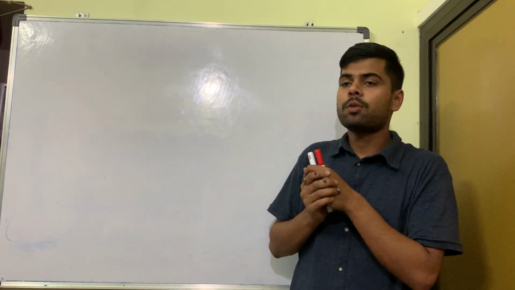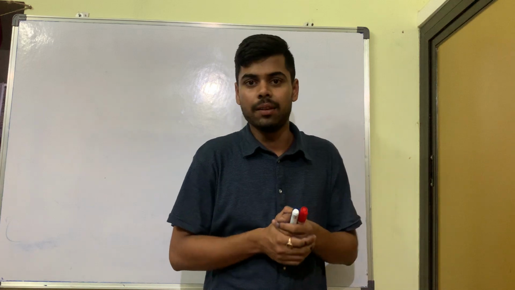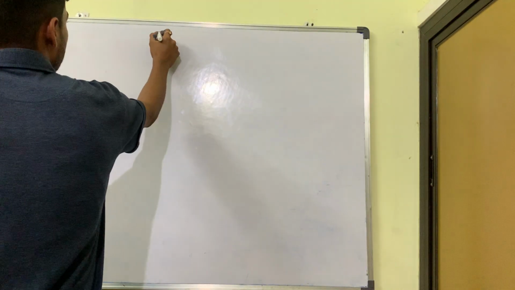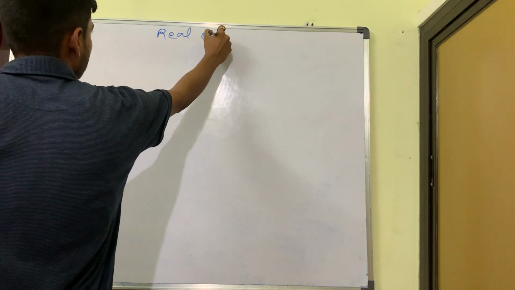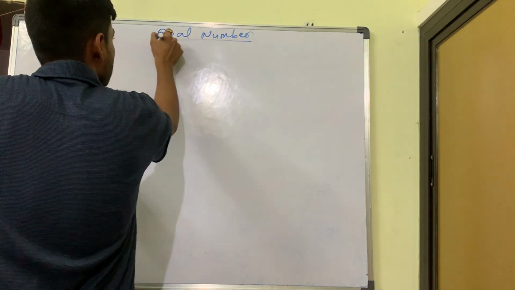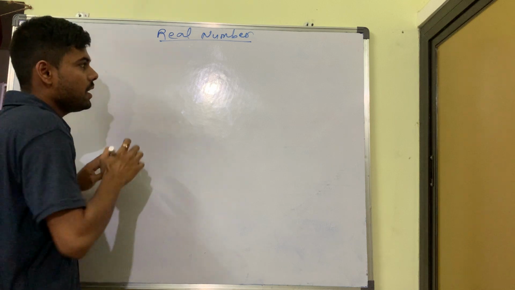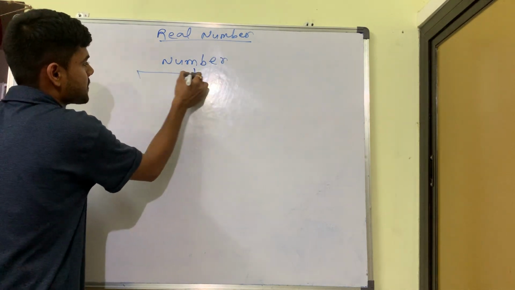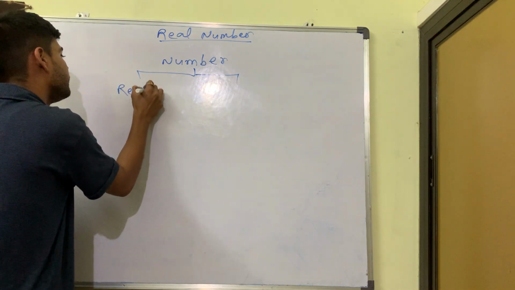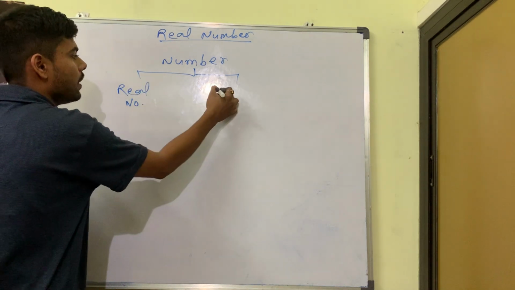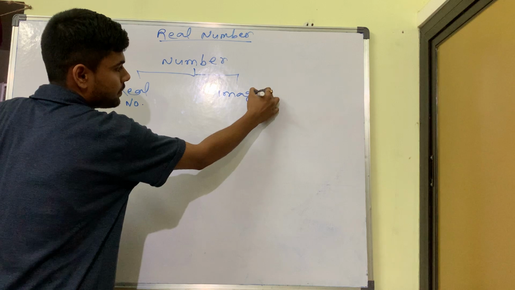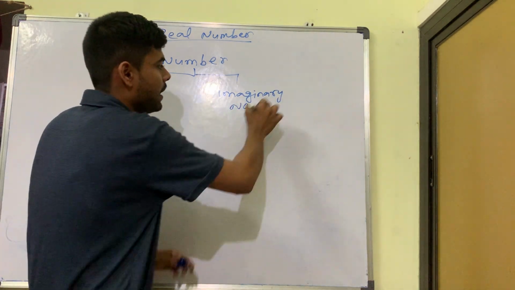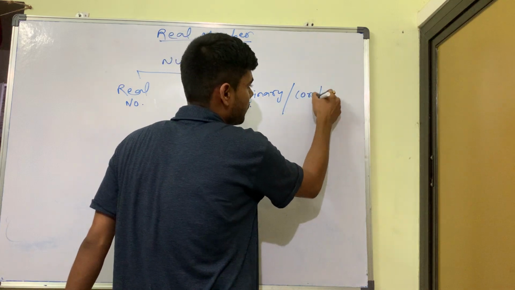Today we will start chapter 1 of mathematics, that is on real numbers. So understand what actually a real number is. Okay, so real number means what? Actually, numbers are of two types. What are they? Real number and imaginary number. Imaginary number we also call complex number, that you will study in class 11.